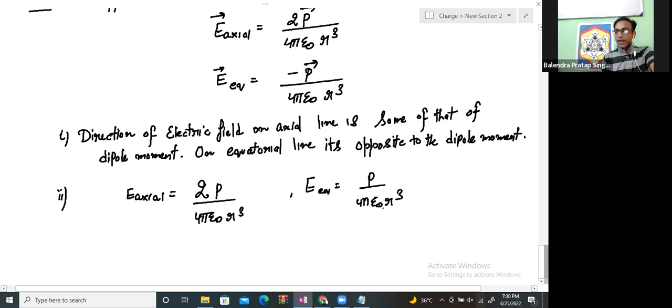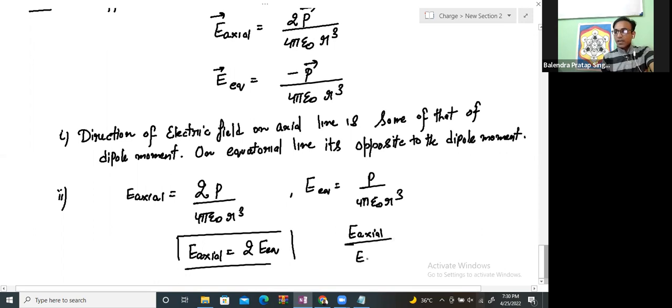So here you can write E axial is equal to twice of E equatorial. The magnitude of the electric field at the axial line is equal to twice the electric field at the equatorial line. So you can get the ratio: E axial divided by E equatorial is equal to 2 by 1.